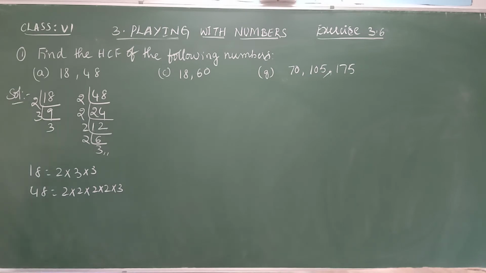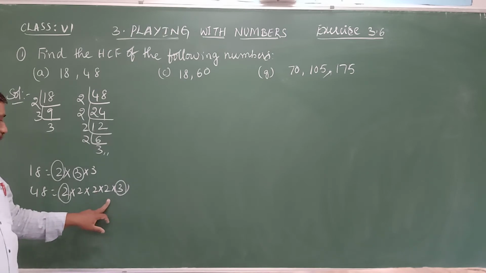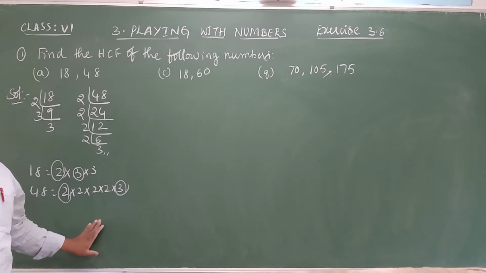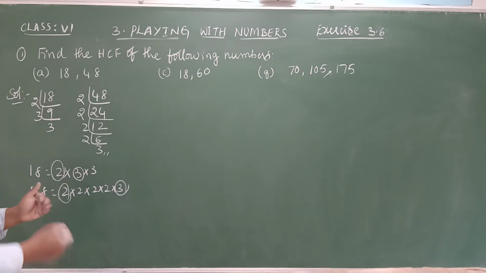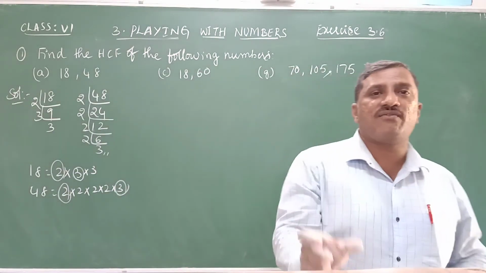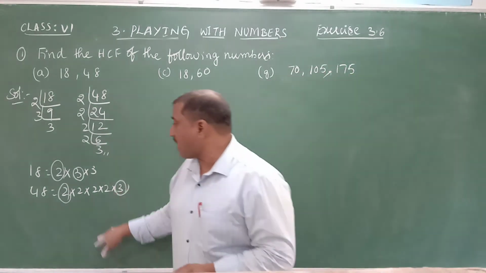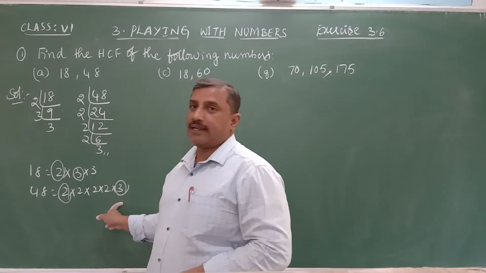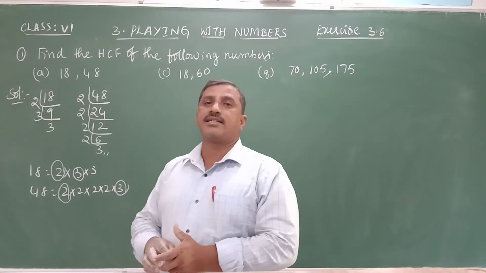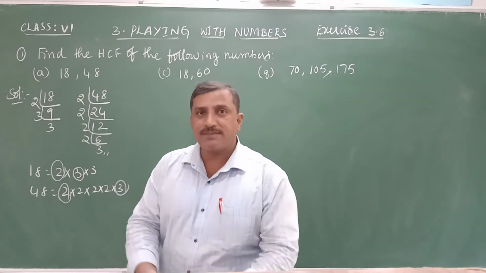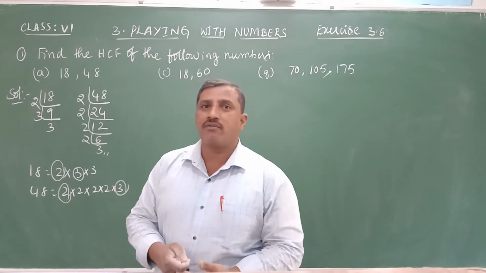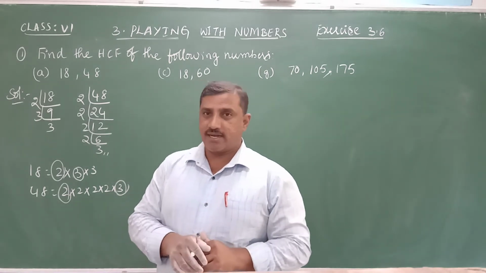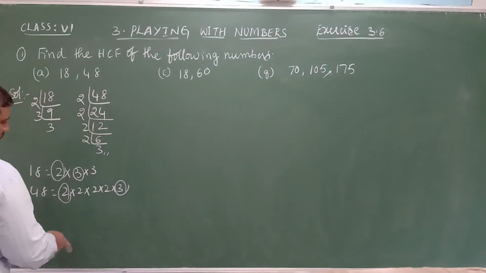Now observe the common factors. 2 is one common factor, and here 3 is there, here also we have 3, but there is no other 3. We have too many 2s in the other number, but here there is only one 2 as the common factor. In the previous sum we got common factor only 2, but here 2 different common factors we got, 2 and 3. 2 and 3 are different common prime factors. In the previous problem, 2 was the only prime factor we got, but it was repeated 2 times. Here 2 is one time and 3 is one time.